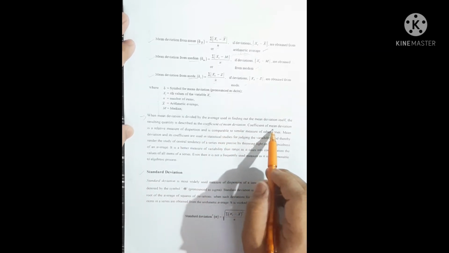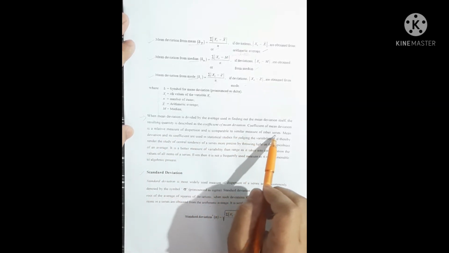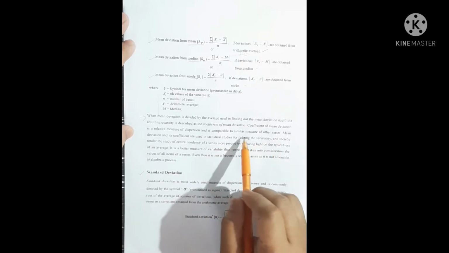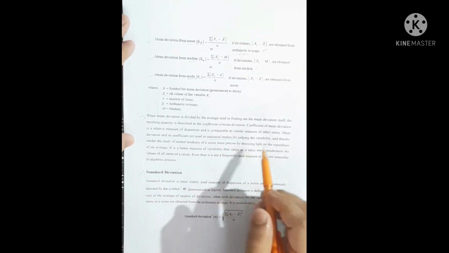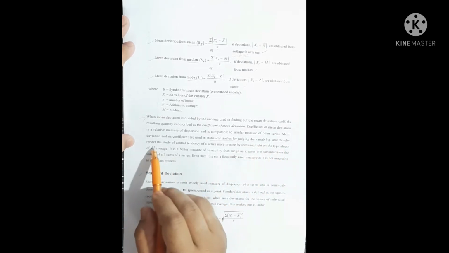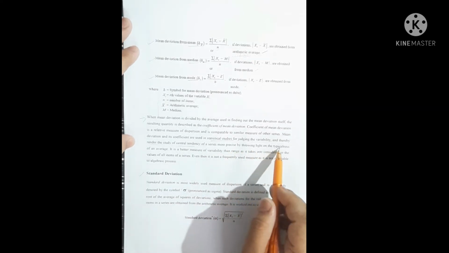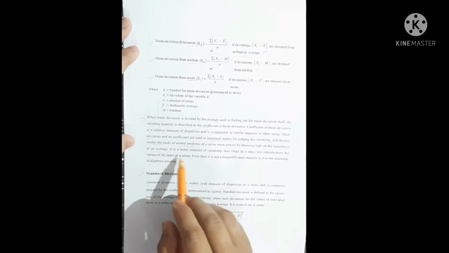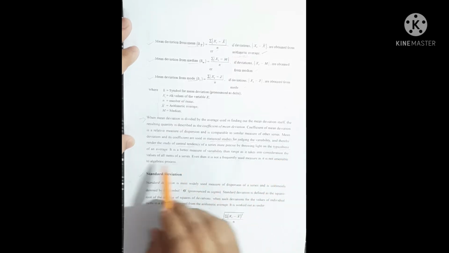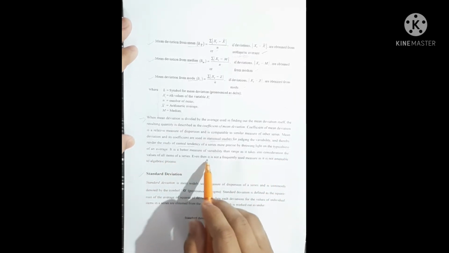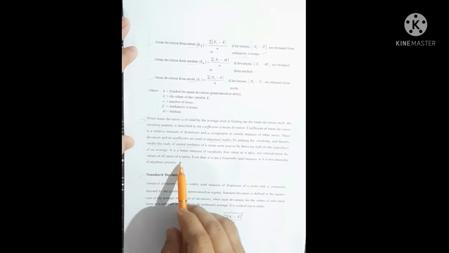Now we will see that the coefficient of mean deviation is a relative measure of dispersion and is comparable to similar measures of other series. Mean deviation and its coefficient are used in statistical studies for judging variability, and thereby render the study of central tendency of series more precise by throwing light on the typicalness of an average. It is a better measure of variability than range, as it takes into consideration the values of all items of a series. Even then, it is not a frequently used measure, as it is not amenable to algebraic process.